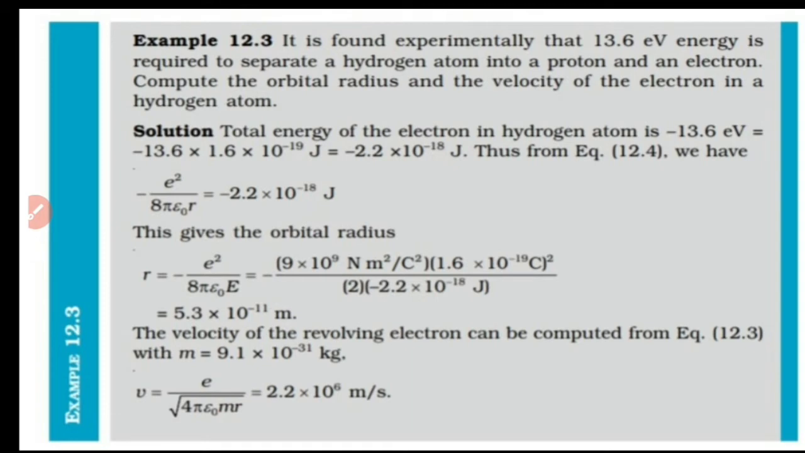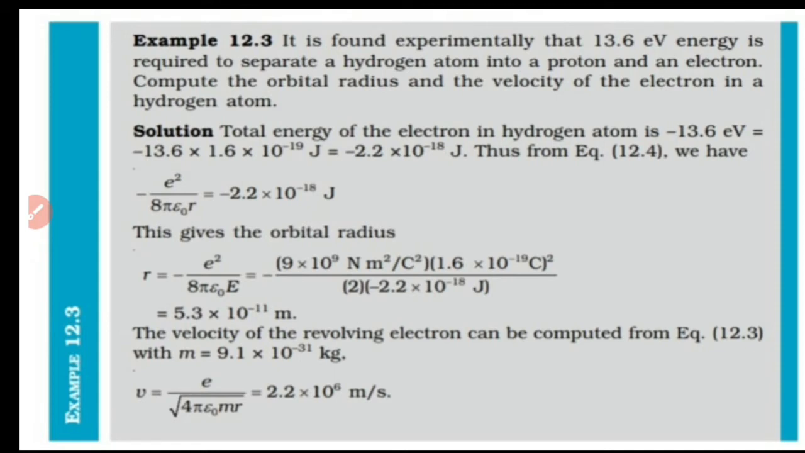So that is the total energy of the system. So we can write total energy of the electron in the hydrogen atom. It is minus 13.6. Because it's given to dissociate it, we require 13.6 electron volts. So the system has just the opposite of that energy, that is minus 13.6. That is how we have that negative sign there. So converting electron volt to joule, we have minus 2.2 into 10 raised to minus 18 joule.